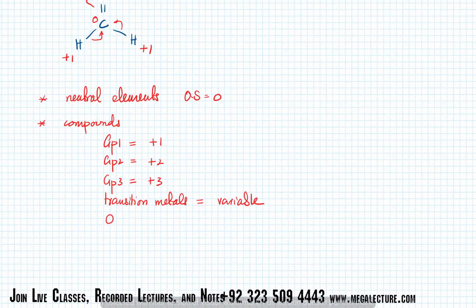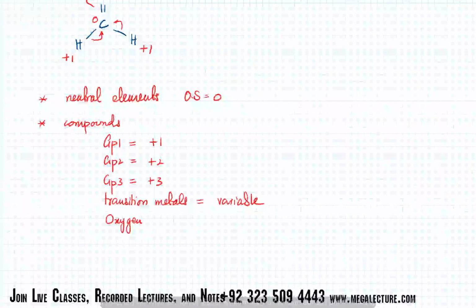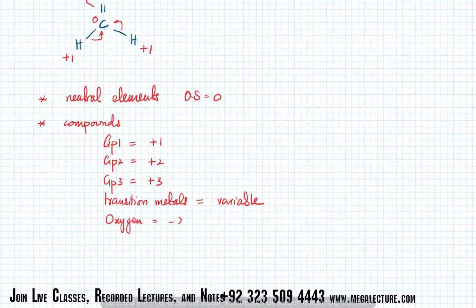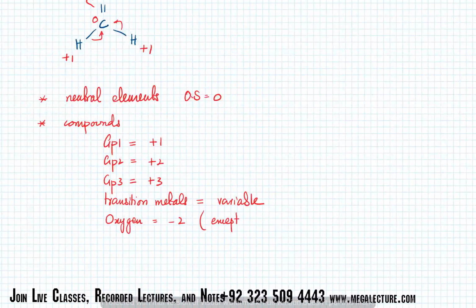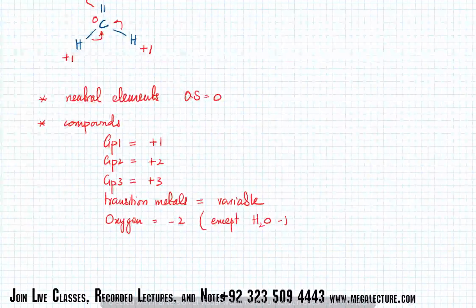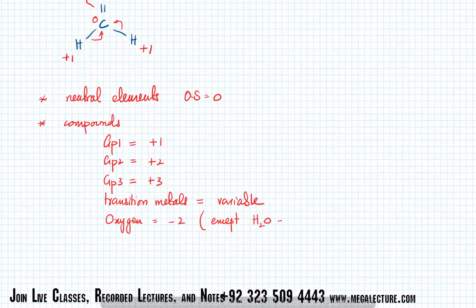Oxygen is usually -2, but with exceptions. Oxygen is the most electronegative element, so we are pretty sure that it gains electrons from everyone. Except we have some exceptions like H2O2, where it's actually -1, and with F, because F is the only one that's more electronegative than oxygen.